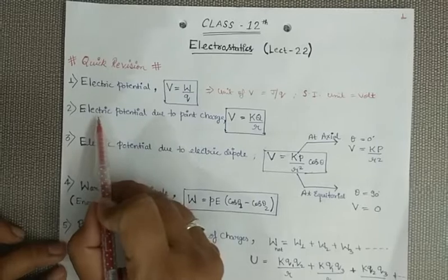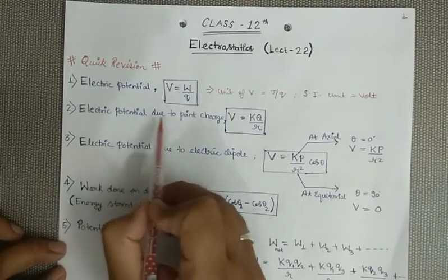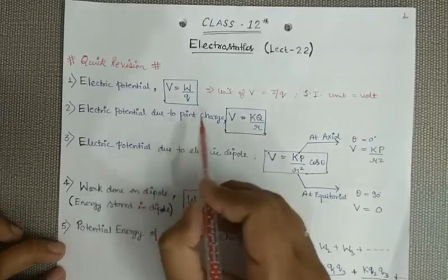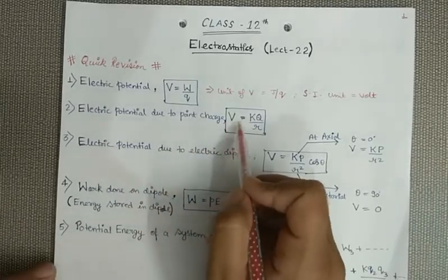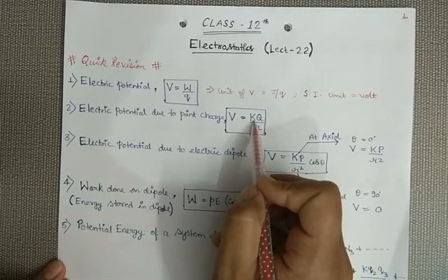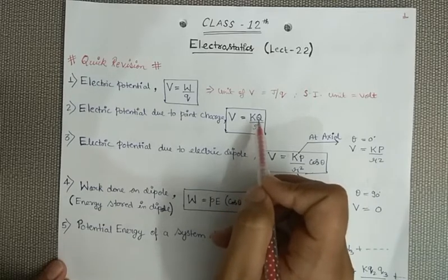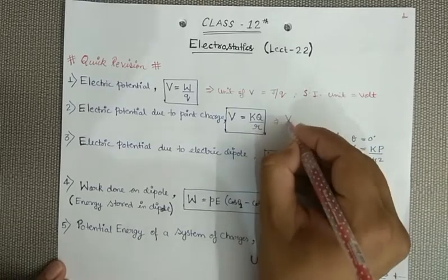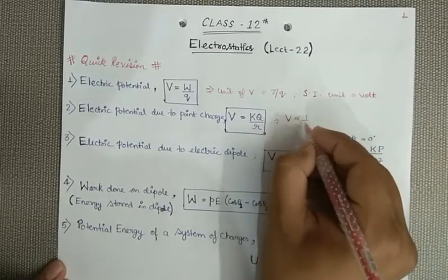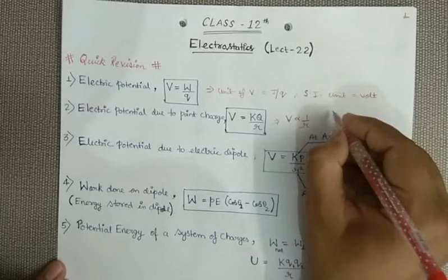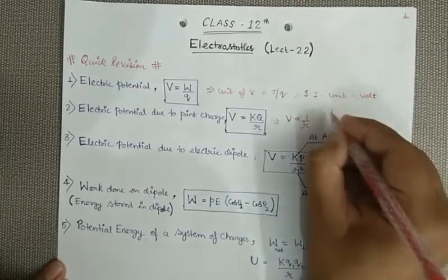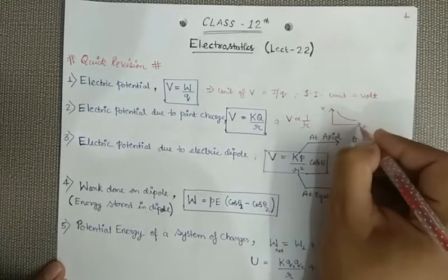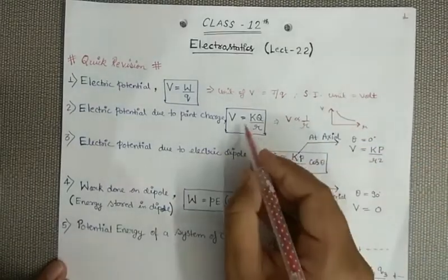So let's move to the second: electric potential due to a point charge. We have a single charge and we find the potential. So that is V equals K Q by R. K is the same 1 upon 4 pi epsilon naught, Q is the charge and R is the distance, which means our potential is inversely related to distance. If you plot a graph between R and V, then you will get a decreasing graph. As the distance increases, potential decreases.